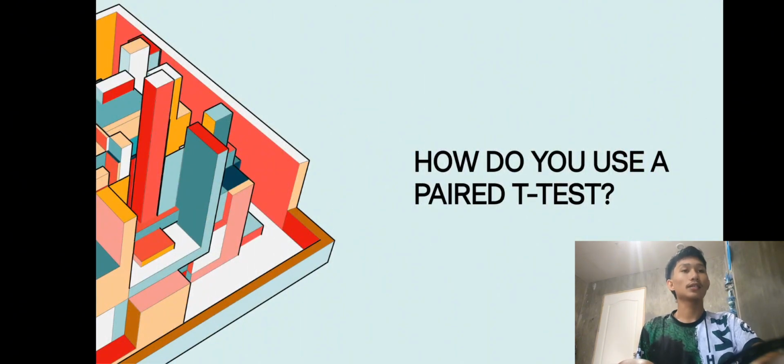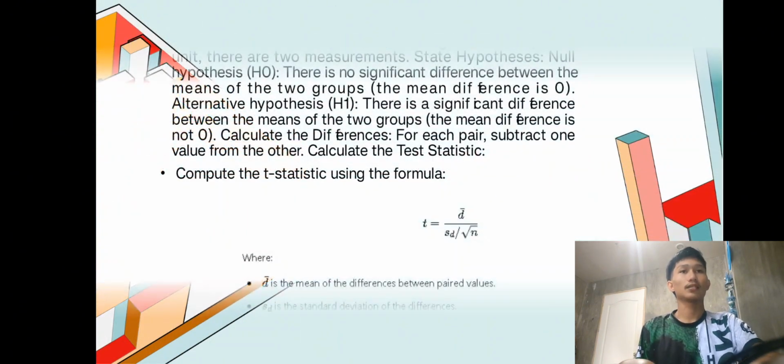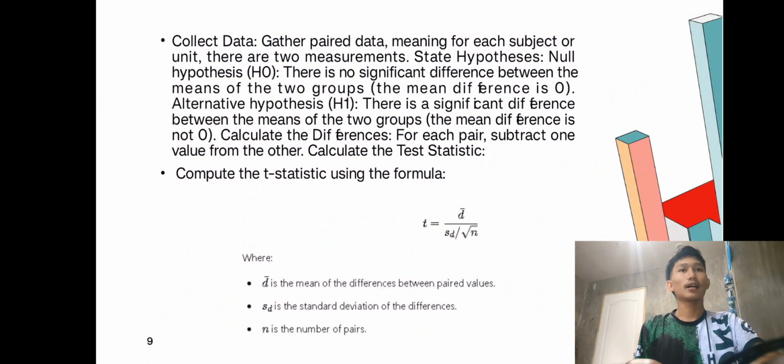How do you use a paired t-test? Collect data. Gather paired data, meaning for each subject or unit, there are two measurements. State hypothesis. Null hypothesis: there is no significant difference between the means of the two groups. The mean difference is 0. Alternative hypothesis: there is a significant difference between the means of the two groups.